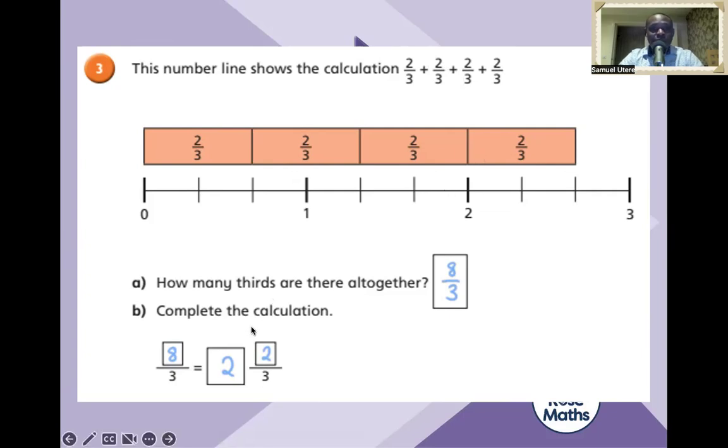Right. Okay. Question B, you were asked, complete the calculation. So you have 8/3 and then you're required to write it as a mixed number. Now we have 2 and 1/3, and then of course we're going to have 2/3 left. So as a mixed number, we can write the calculation like this. All right.